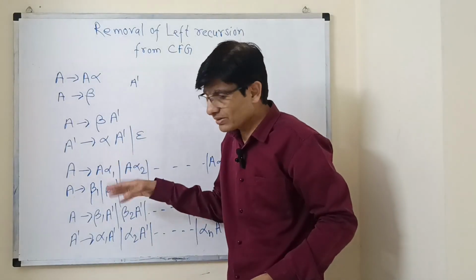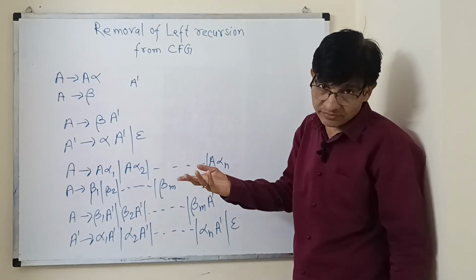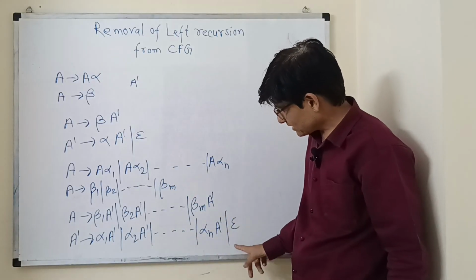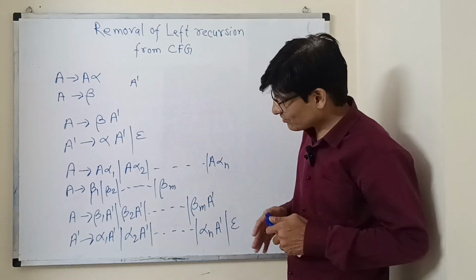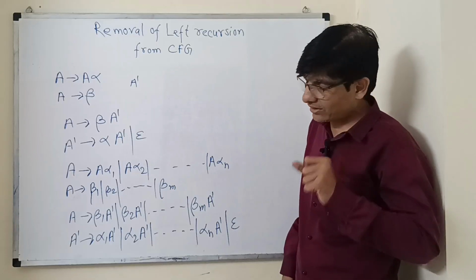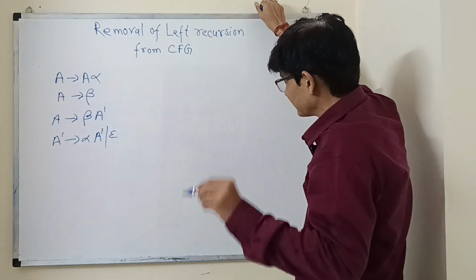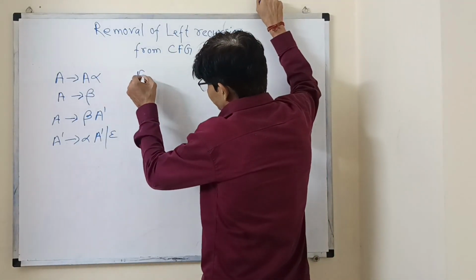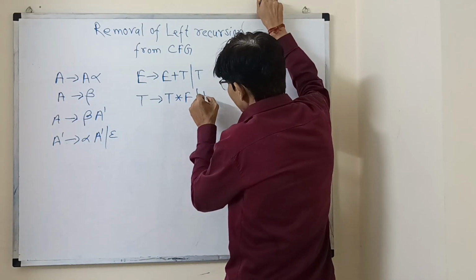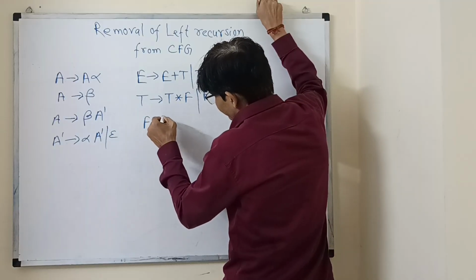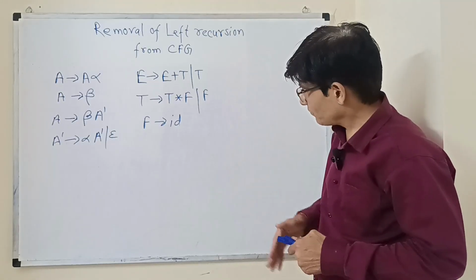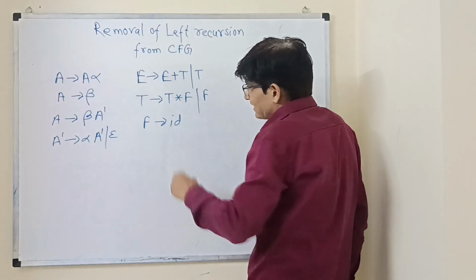If you have multiple left recursive productions and multiple non-recursive productions for a particular variable, then you can use this representation. Now I will take one example and show you how to convert left recursive production into right recursive. I am taking one grammar as an example: E gives E plus T or T. T gives T cross F or F. F gives ID. We will target one variable at a time, so now we consider the variable E.